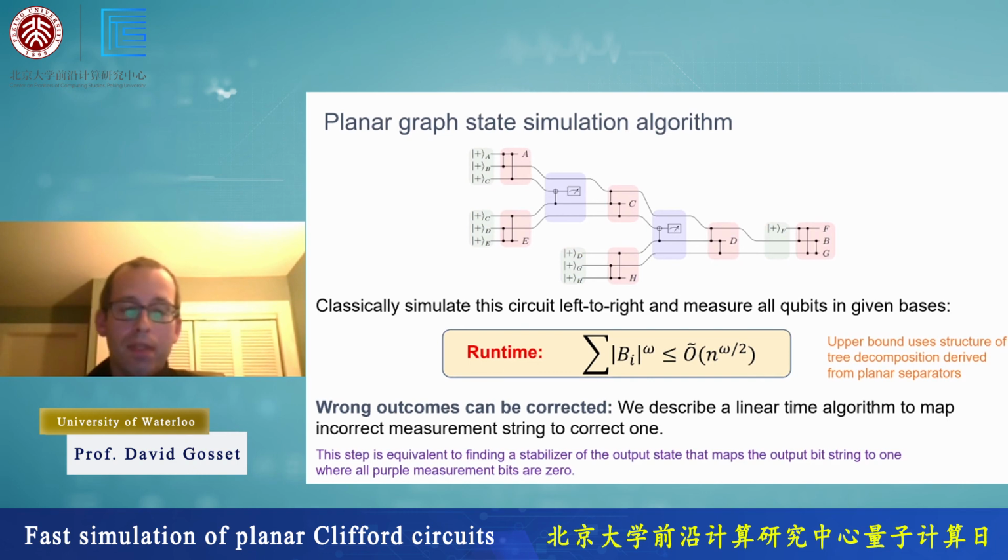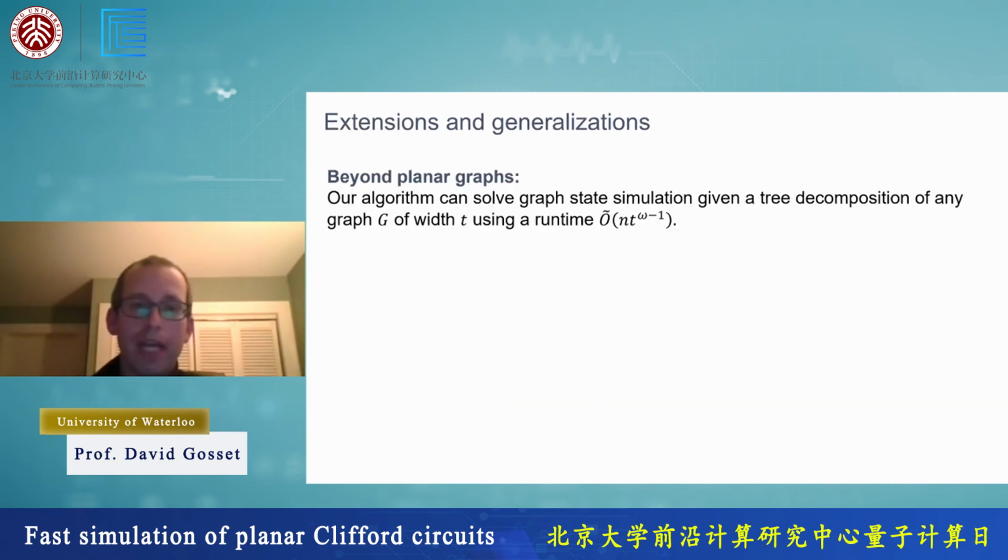And that step is just the same as finding a stabilizer of the output state that maps that output bit string to one where all the purple measurement bits are 0. And it's not hard to show that you can do this in linear time. Okay. So that is our algorithm.